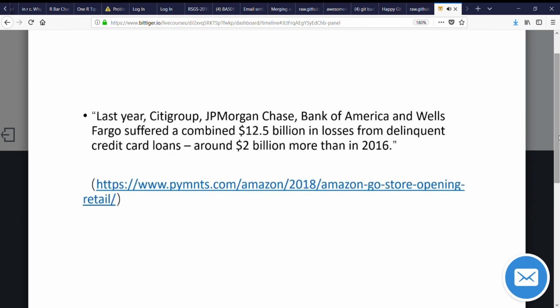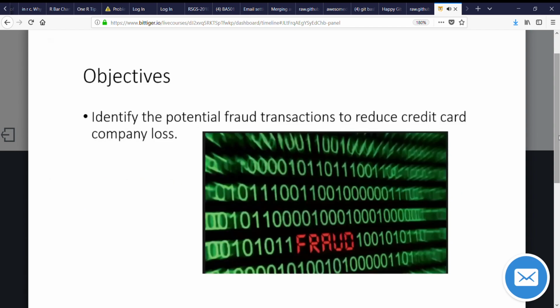Here's some data I got online. Last year, multiple banks suffered a combined $12.5 billion in losses from delinquent credit card loans. That is around $2 billion more than in 2016. So this is showing a 19% increase from 2016 to 2017. So we can see the credit card fraud is getting worse and worse. Because it's such a serious problem, we would like to identify potential fraud transactions to reduce the credit card company loss.